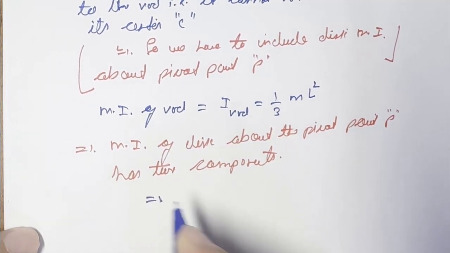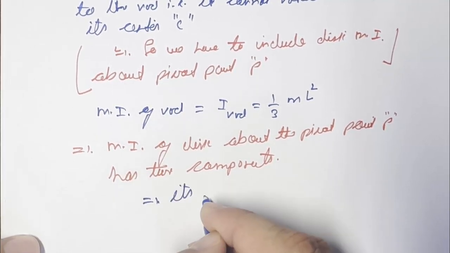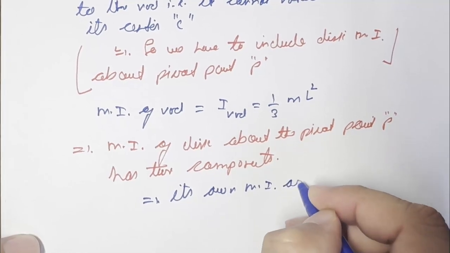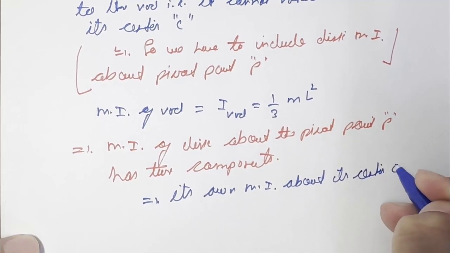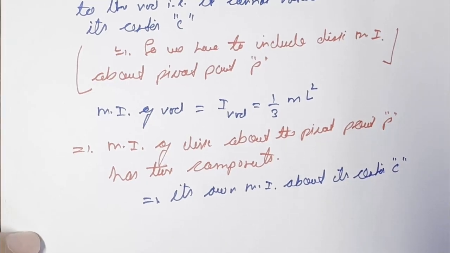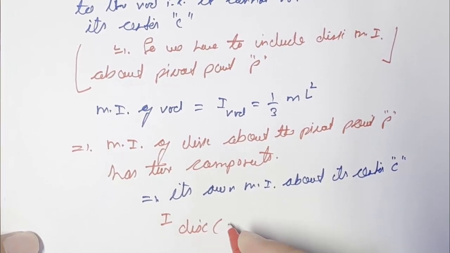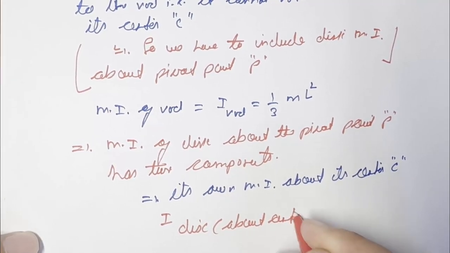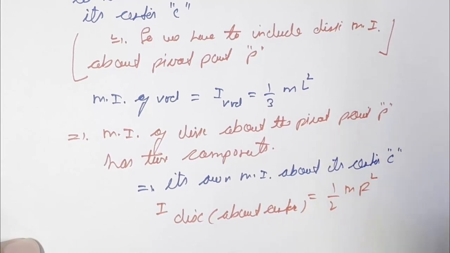First is its own moment of inertia across its center, its own moment of inertia about its center, which we have taken as C. Let us call that moment of inertia of the disk about center, and that will be equal to half m r square, where m is the mass and r is the radius.